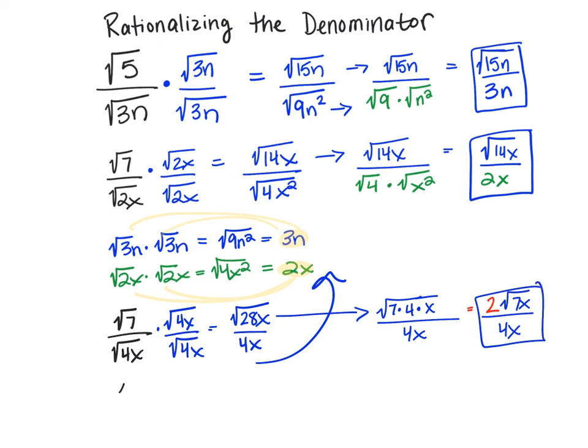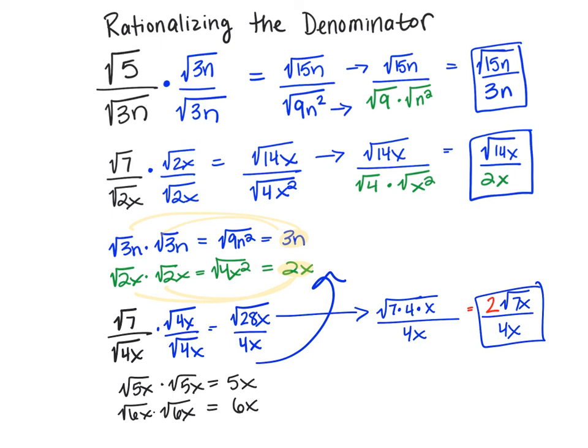So again, if I was multiplying root 5x times root 5x, that's just going to simplify to 5x. If I had root 6x times root 6x, that's going to simplify to 6x. So there is a little bit of a shortcut.